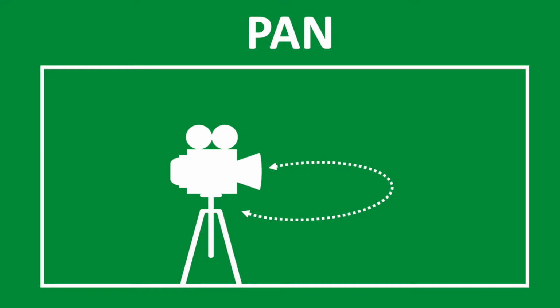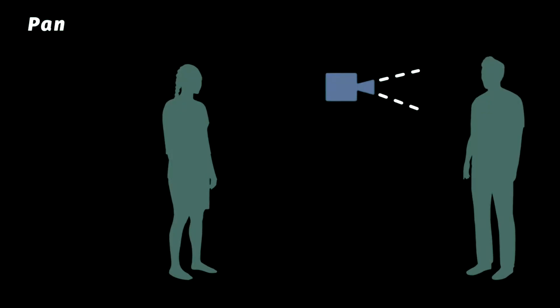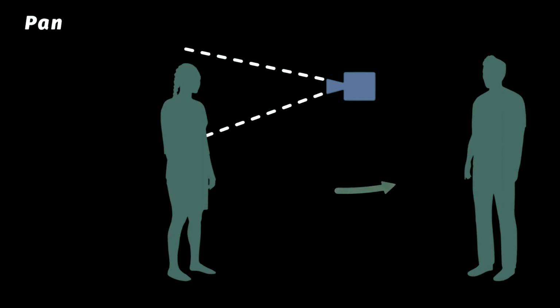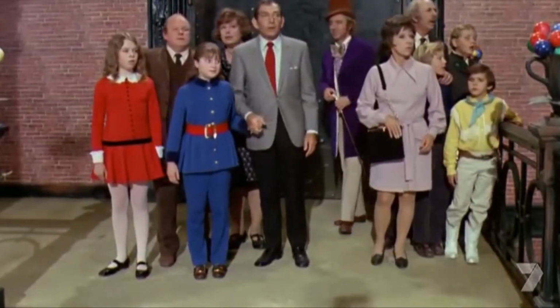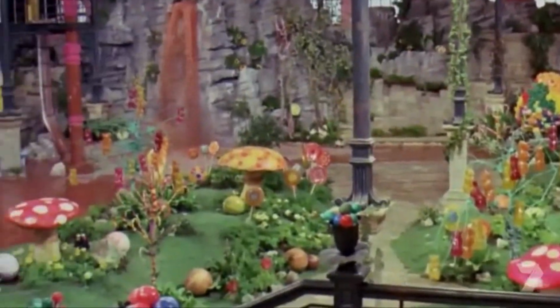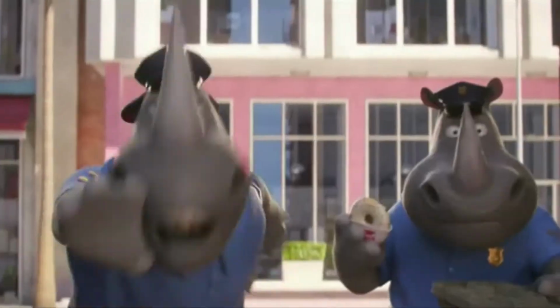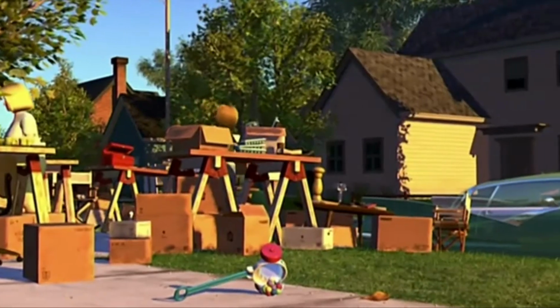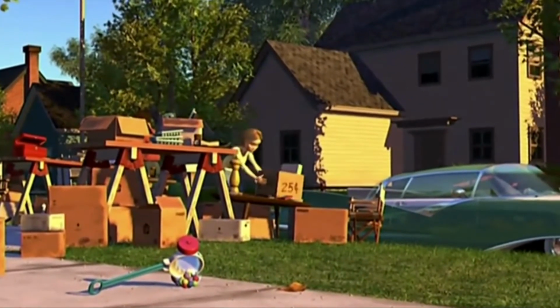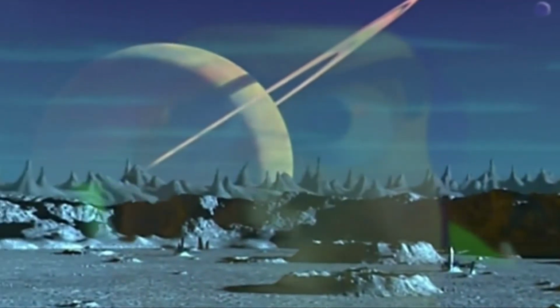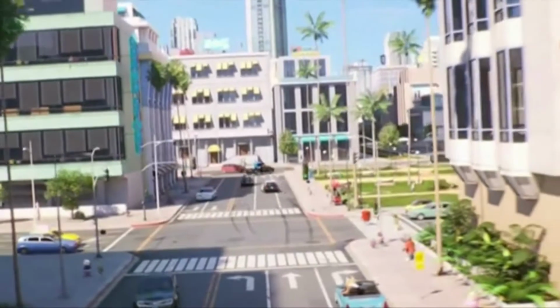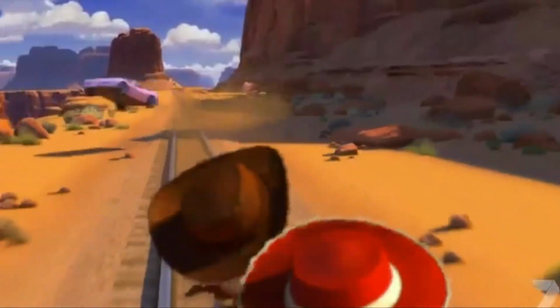Moving on to the pan. The camera is in a fixed position but rotates to the left or the right. Directors use panning shots to show the location of scenes, a character's actions, and to reveal information. A slow pan gives the audience time to take in the landscape and can create anticipation. A rapid pan increases the energy in a shot.